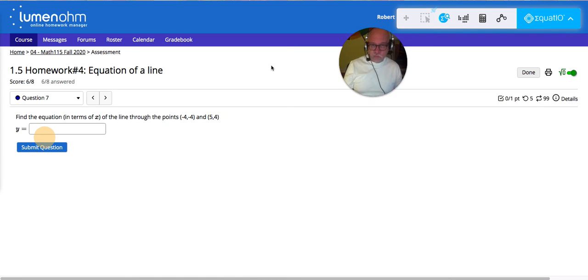Okay, I'm assuming you paused. If you didn't pause, that's okay too. The first thing we're going to need to do here is figure out what our slope is going to be.